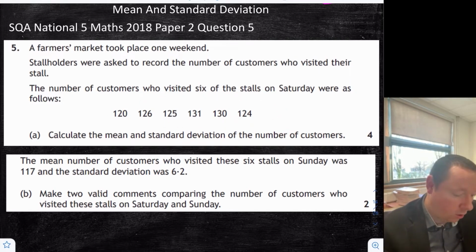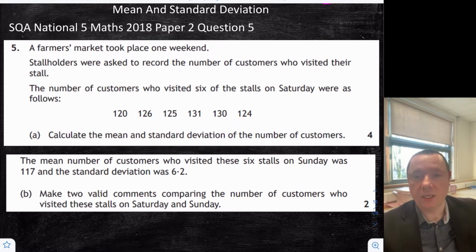And then it goes on to say, on Sunday, the mean number of customers visiting was 117. The standard deviation was 6.2.